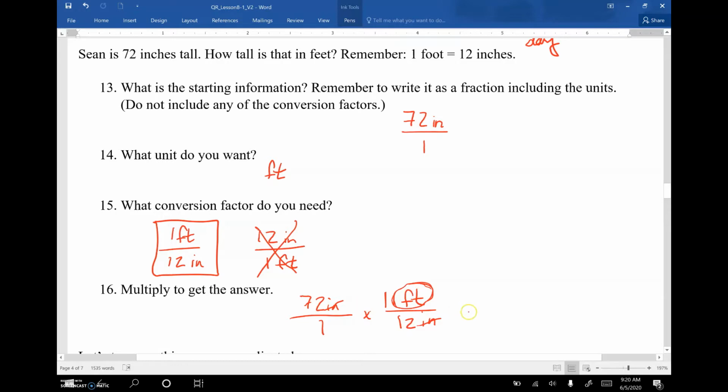So 72 times 1 is 72. 1 times 12 is 12. We only have feet left. And now we can do that division, and so we get 6 feet as our answer.